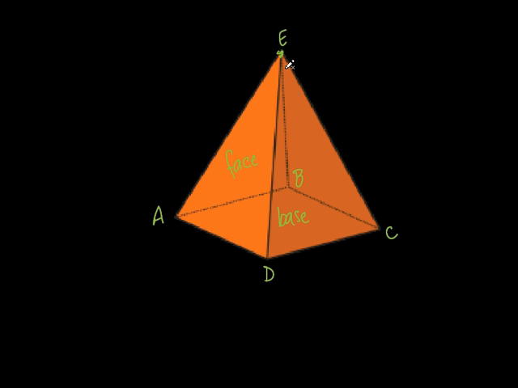What about the edges? That's easy. The edges are just the line segments. AE is an edge. ED, EB, BC, DC. Any of those straight lines are edges. What about the vertices? That's super easy. It's just where the edges come together at a point. So point A is a vertex, D is a vertex, C, B, and E are all vertices. All right, pretty simple. I think you got the hang of it now.